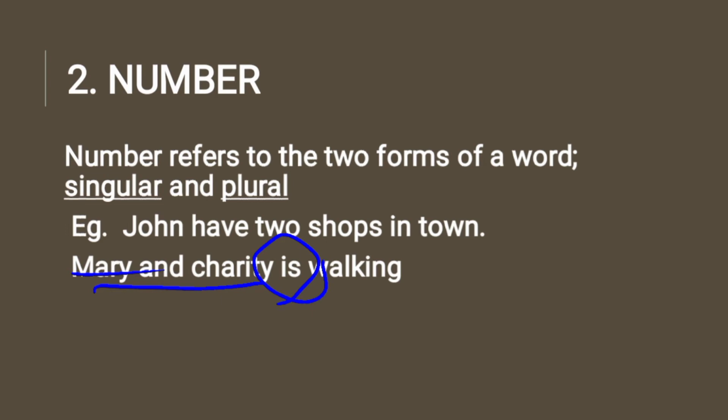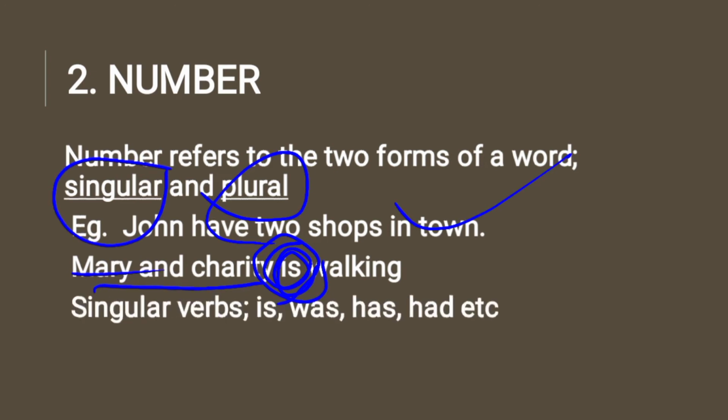So this is what we call number. These are 2. We have 2 people here. So we're not supposed to use this auxiliary verb. We have to put a plural one because this is plural. Here we had singular. We're supposed to put what? Singular.